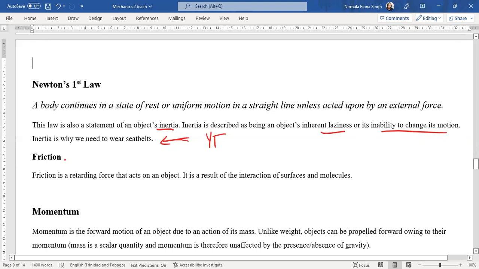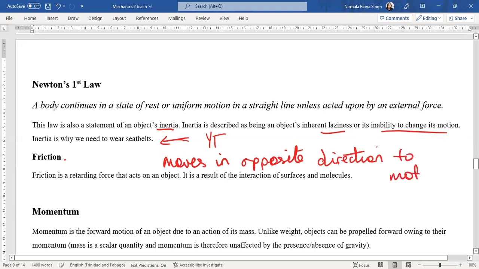Friction is a retardant force that acts on all objects. Retardant force means it moves in the opposite direction to motion. To retard means to go backwards or to pull back. It is a result of interactions of surfaces and molecules. Those of you who did the homework will understand that. And I am promising you, friction will come in your next test, or if not, I will find one for the end of term exam. Promise, promise, promise.